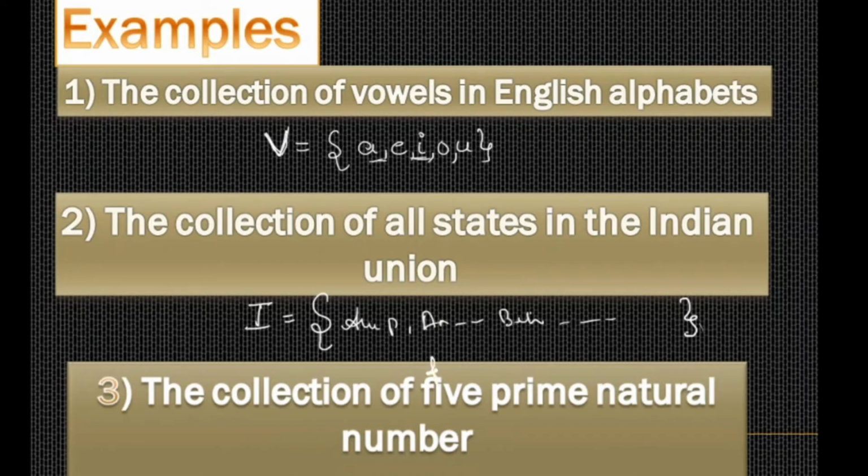Collection of the first 5 prime natural numbers. Open curly bracket, first 5: 2, 3, 5, 7, 11. So by now you know how to write a set with the given thing. These are called elements, objects or members. The set has to be denoted with a capital letter. The name has to be provided with a capital letter.